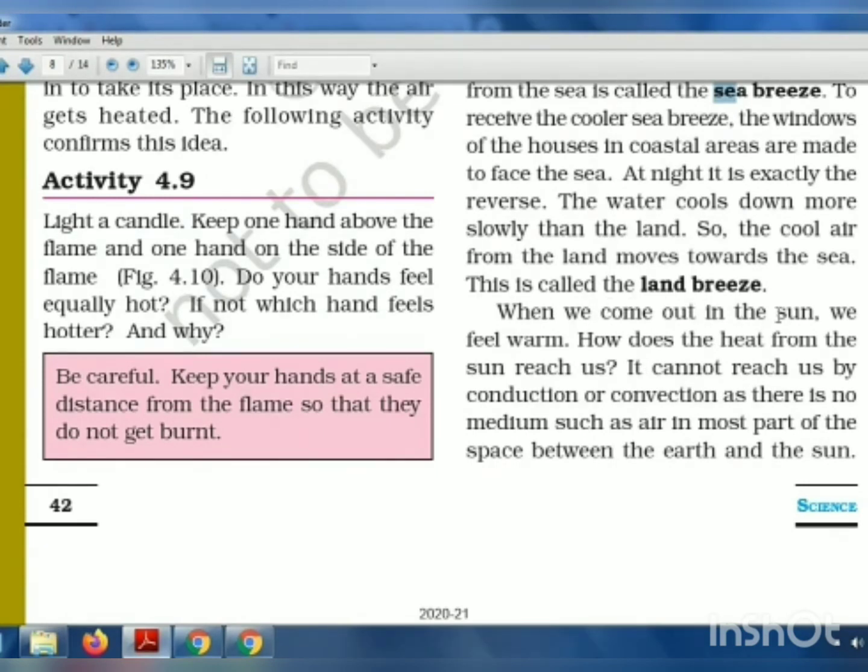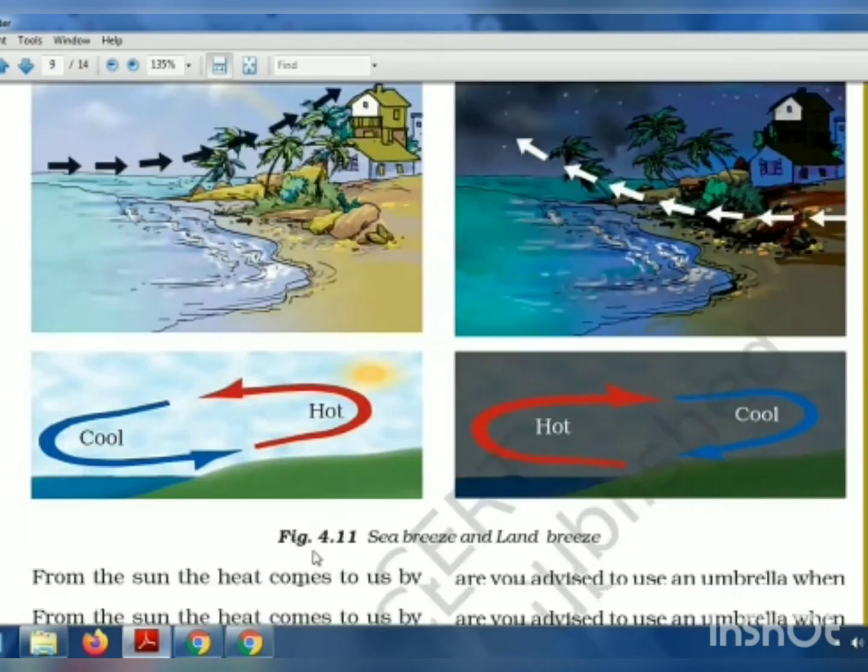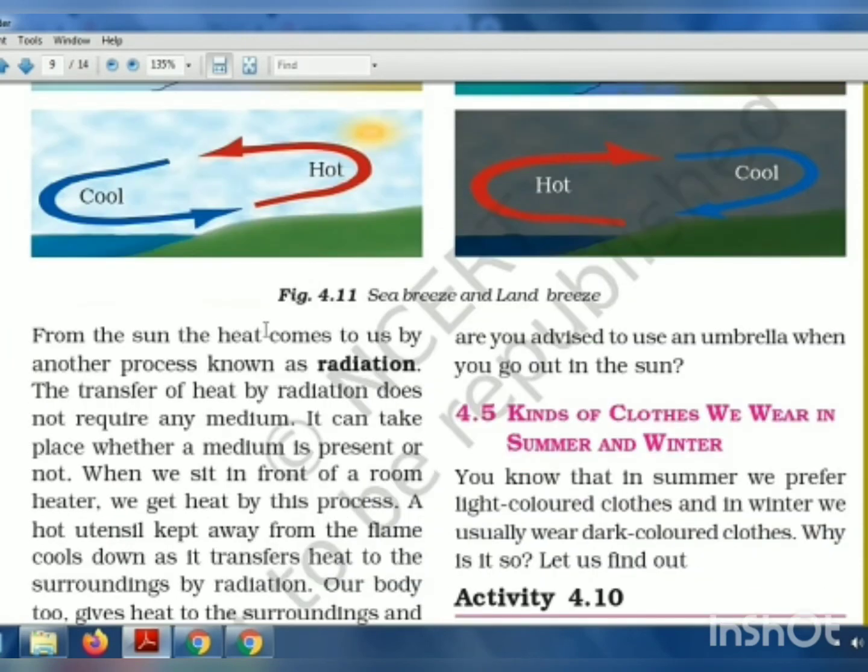So when we come out in the sun, we feel warm. How does the heat from the sun reach us? It cannot reach us by conduction or convection, as there is no medium such as air in most part of space. We know that in space there is no air between the earth and the sun. So from the sun, the heat comes to us by another process known as radiation. The heat from the sun's rays does not reach us through convection or conduction.